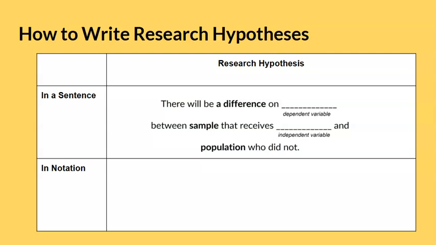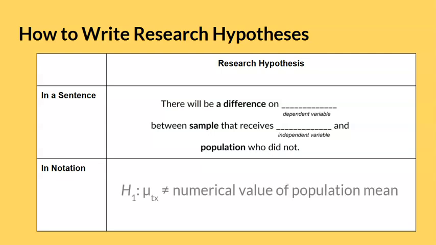The research hypothesis also needs to be written in notation. If we were to translate this notation to words, it would say that if we could give the entire population the treatment that the sample received and something happened, then the treatment population is not equal to the value of the population mean.